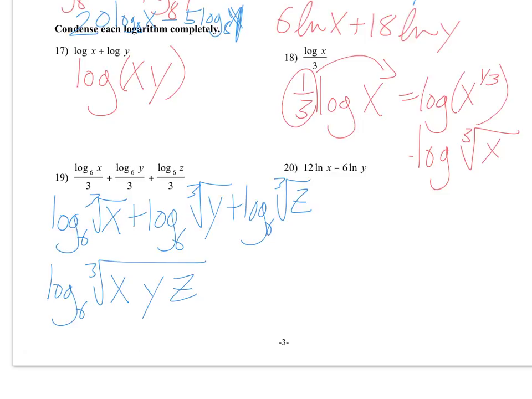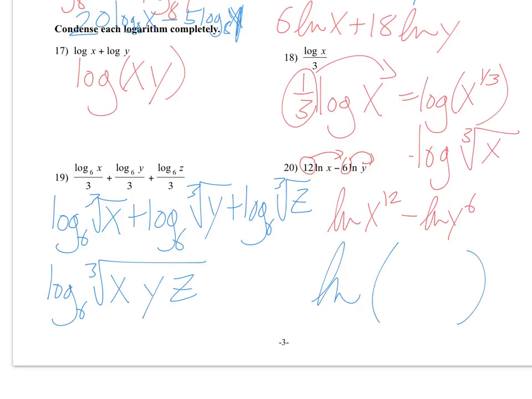Number 20, I'm going to bring my powers up first, and we get ln of x to the 12 minus ln of y to the 6. Subtraction means division. This becomes ln, and I'm going to have the positive one, x to the 12, on top, y to the 6 on the bottom.